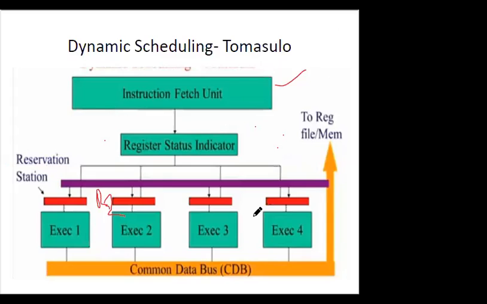Suppose this is an example of a superscalar architecture, and this is a common data bus. This can be called an operand forwarding mechanism done by the hardware itself. So hardware is doing this process of operand forwarding. One copy is being sent to the register file, while the other one is being placed on this bus system also, so that this reservation station.